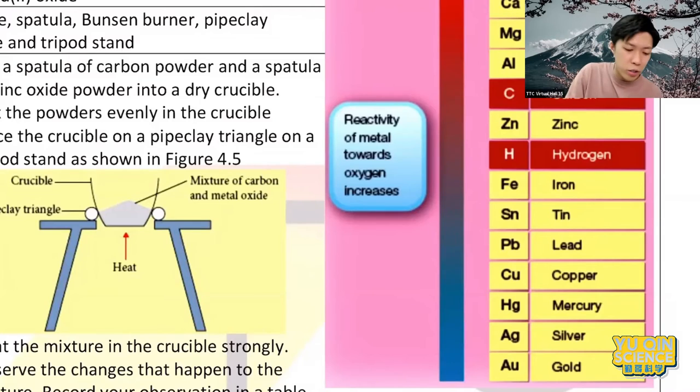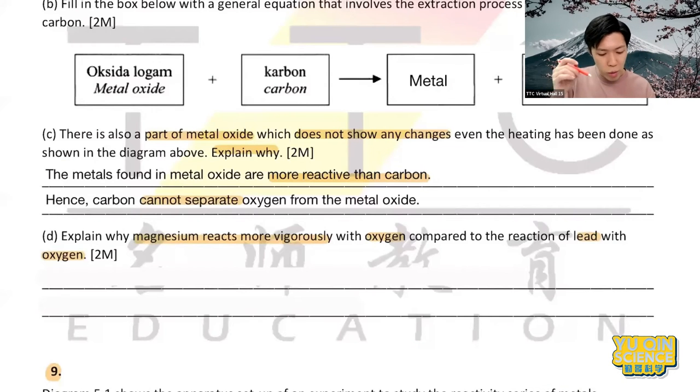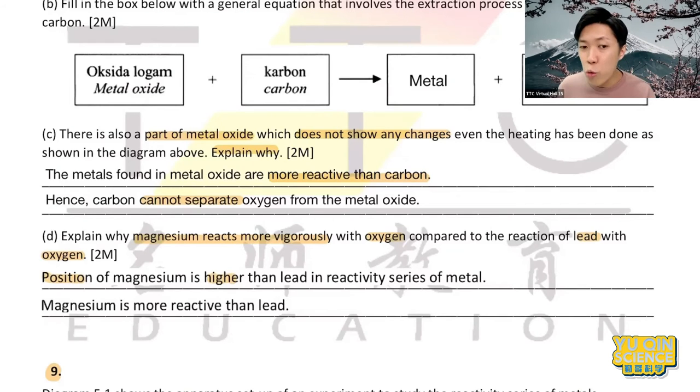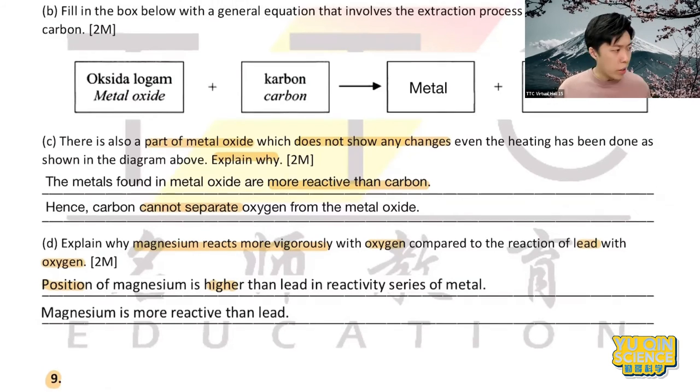So it's 2 marks. First thing first, we will say magnesium is higher in the list. The position is higher. First point. Second point, therefore magnesium is more reactive compared to lead. If it's just 1 mark, then you all just write the second sentence: more reactive than lead, full stop. But because of 2 marks, we have to break down into 2 points. All right? Okay, that is the spawn girlfriend matter number one.